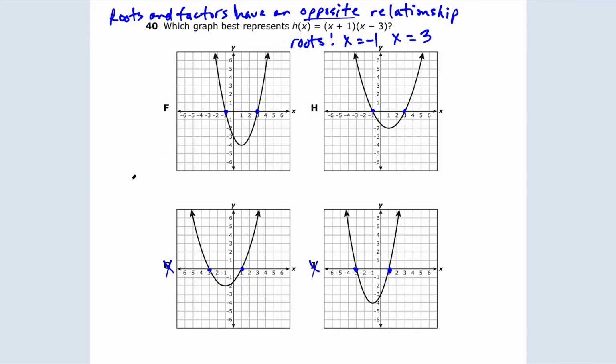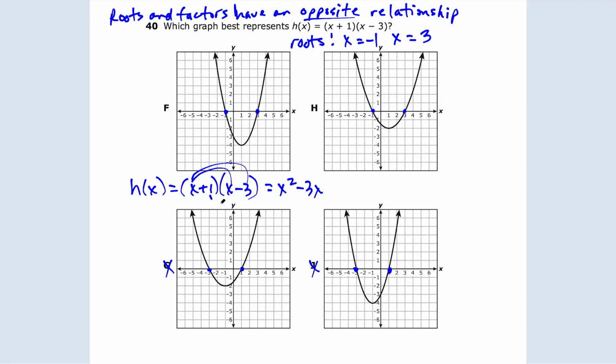Now, if I want to do this without a calculator, what I could do is I could take h of x and I could expand this. I could go ahead and multiply this out. Some people call this FOIL, or you could just call it distributing because that's the more widely accepted term here, using the distributive property. So we have x times x is x squared. X times negative 3 is negative 3x.